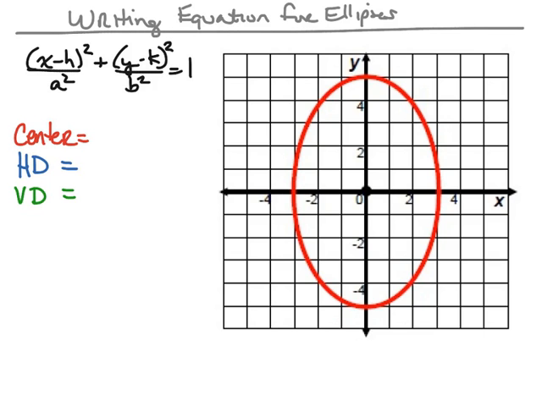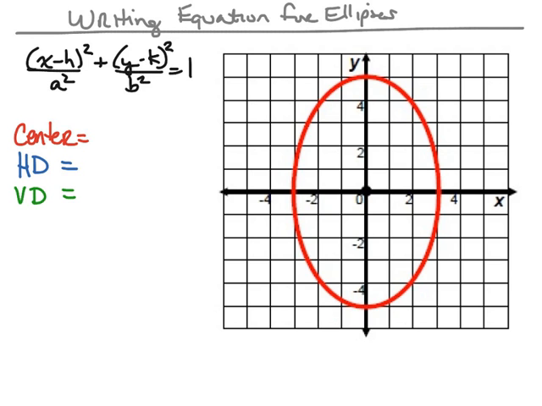Alright guys, in this video we'll take a look at writing equations of ellipses. Remember, the general form of the equation is going to be in the form x minus h squared over a squared plus y minus k squared over b squared equals 1. In order to write an equation for an ellipse, we're going to need to know three things.